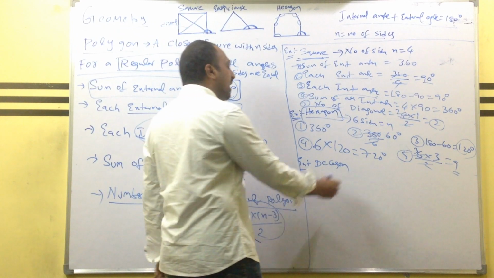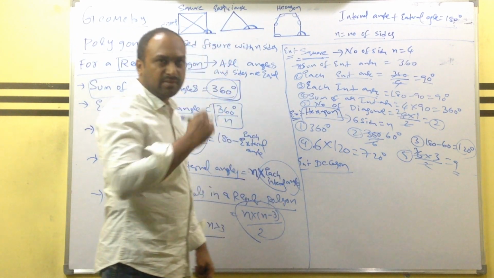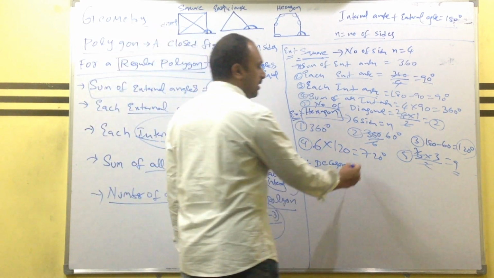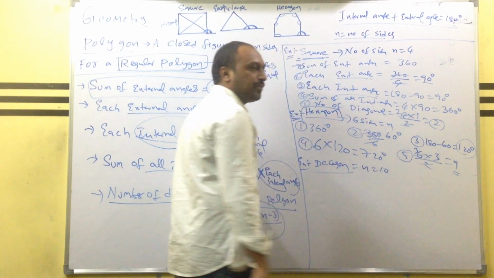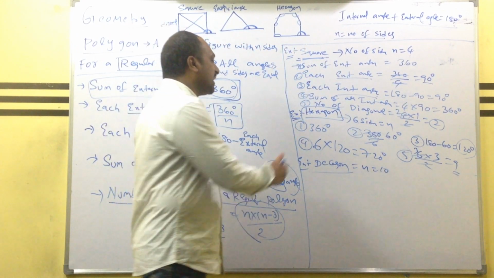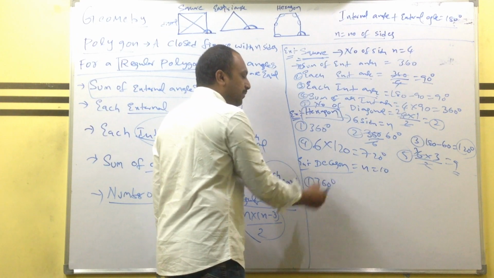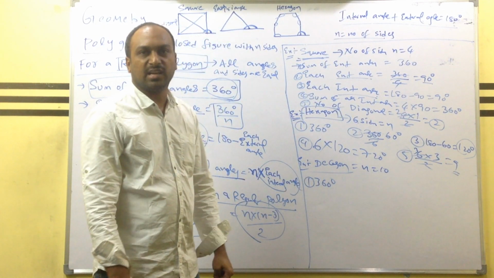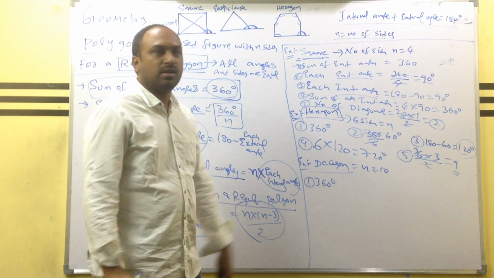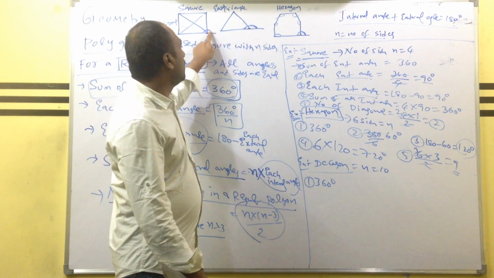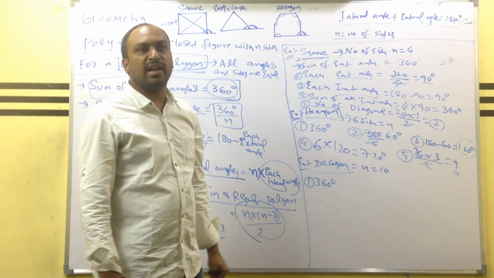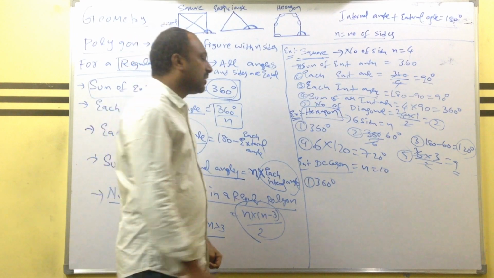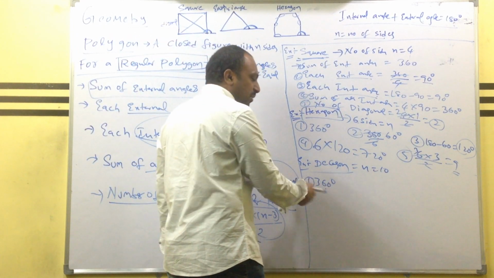And now getting into the decagon. Decagon means the number of sides, n, equals 10. If there are 10 sides, the first question is common and the answer is also common, 360 degrees, the sum of all external angles. This is an external angle, which lies on the outside of the figure. So the sum of all external angles is 360.